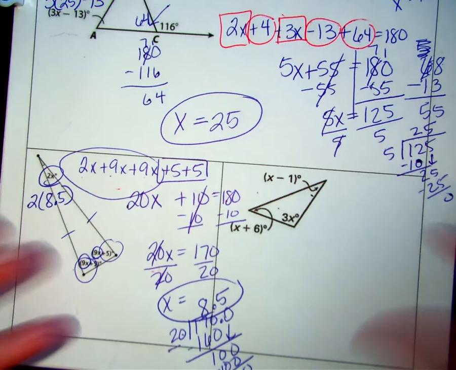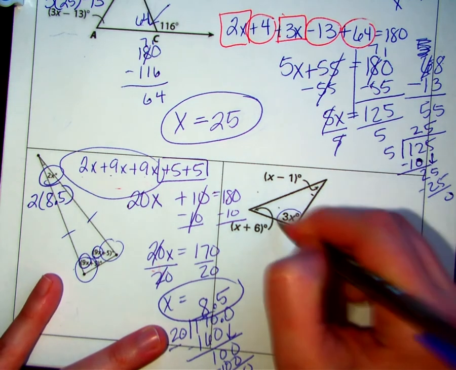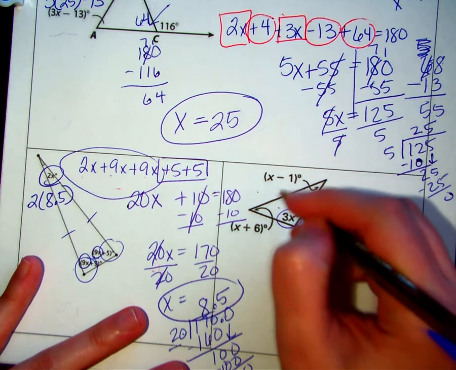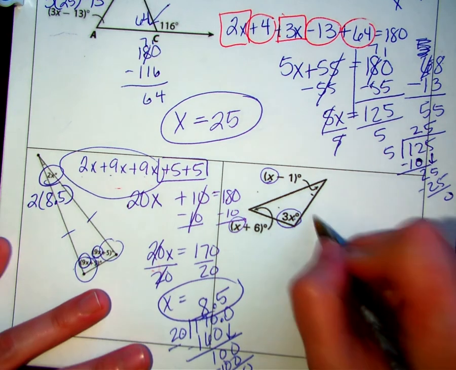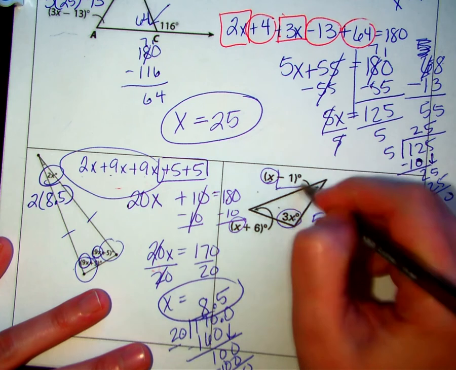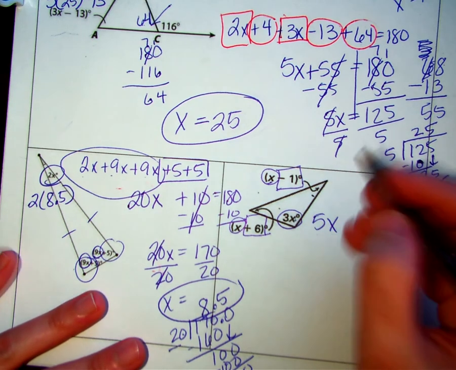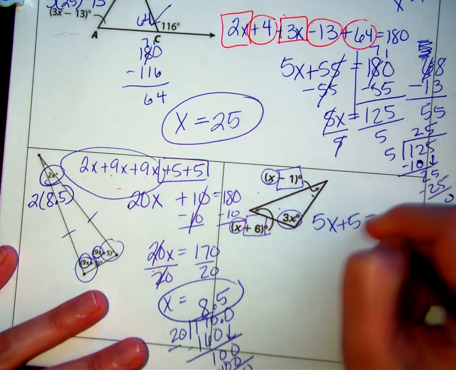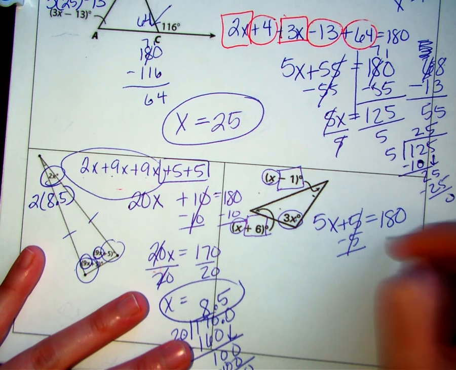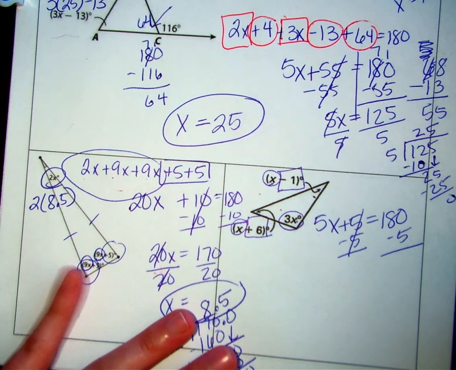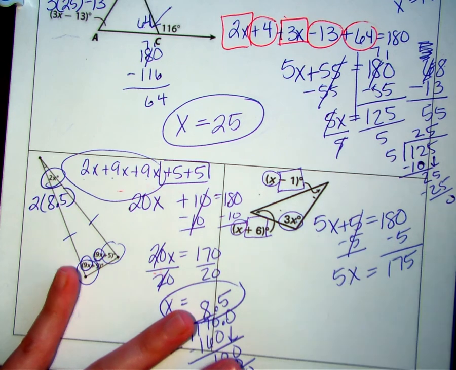All right. The very, very last one, you combine your like terms. So if we do it inside the triangle, we've got 3 x's, 1 x, and another x. So 3, 4, 5 x's total. And then you have minus 1. You have plus 6. So 6 minus 1 is positive 5. So you're going to put plus 5 is equal to 180. Minus 5, minus 5. 180 minus 5 should get 175. And bring down your 5x.